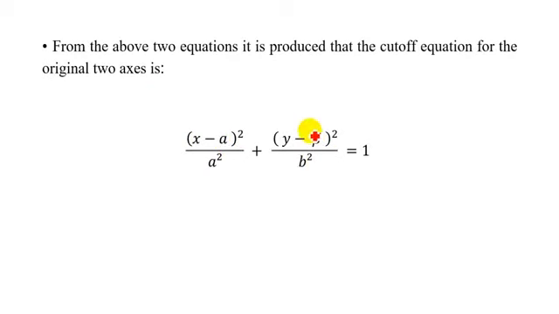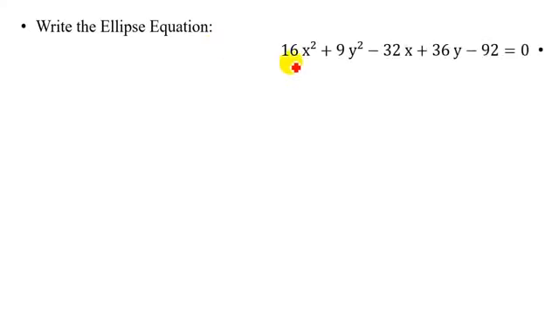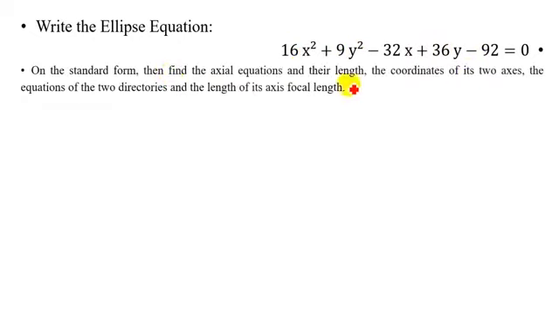So whenever you know the new coordinates, you will just subtract from the value of x which you want to get back, and over a squared and b squared you can get our equation. Write the ellipse equation, that is our example. So we have 16x squared, 9y squared and whatever there.